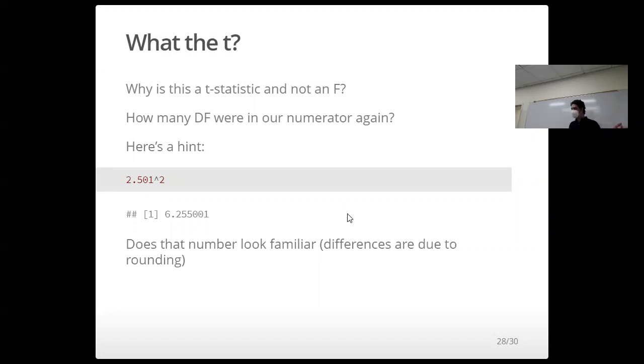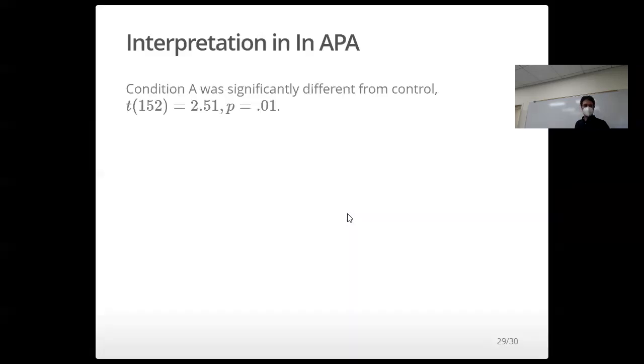That was our T value. I squared it. That recovered our F value. So usually you'll just write it as a T, not an F. So condition A was significantly different from control. And write it up in APA.